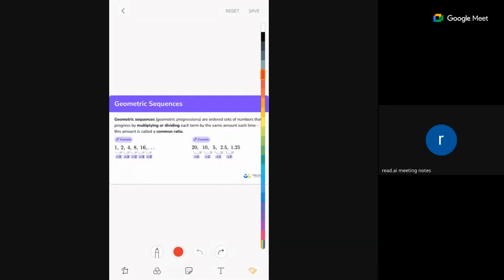So moving on, what is a geometric sequence? A geometric progression is a set of numbers that progresses by what? Multiplying or dividing. You know I told you it's made of two signs, multiplying or dividing each term by the same amount each time. The amount is called a common ratio. Now another thing is when you check your sequence in AP, I must have the same common difference between the second and the first, the third and the second, the fourth and the third. My common difference must be constant.